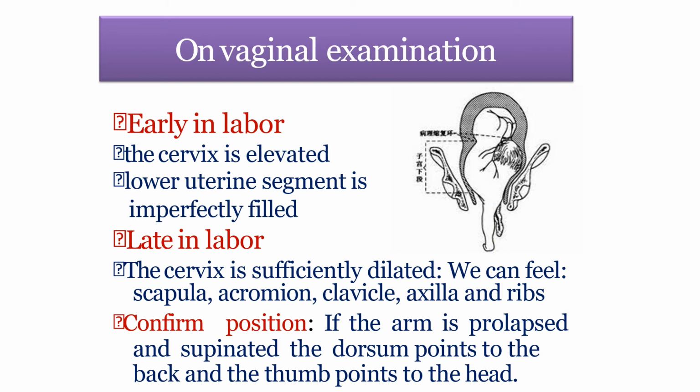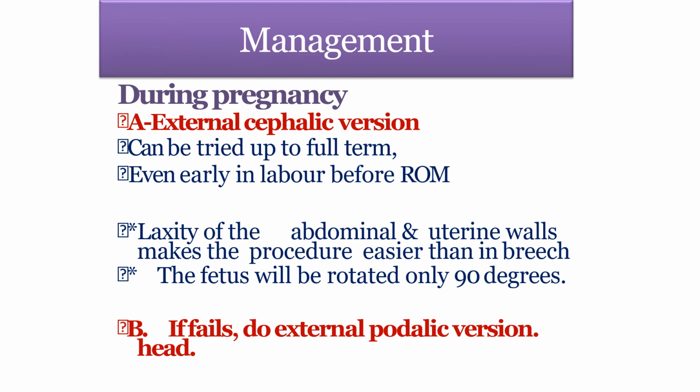If the arm is prolapsed and supinated, the dorsum points to the back and the thumb points to the head. By this also you can confirm the diagnosis of shoulder presentation. Next, we can see the management of shoulder presentation.